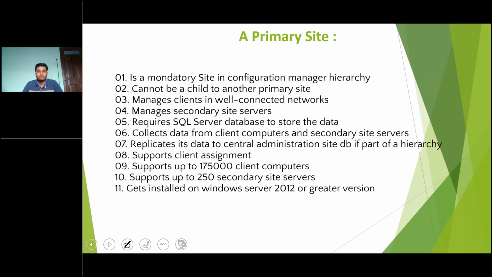Now, the primary server needs a SQL database. Primary site needs what? A database. So from where will it collect data? It is going to collect data from client machines. Let's say there are 50,000 machines in New York. All these devices will send the inventory data and more to primary, and primary is going to store the data in the database. So it collects data from client machines, plus it collects data from the secondary site database.